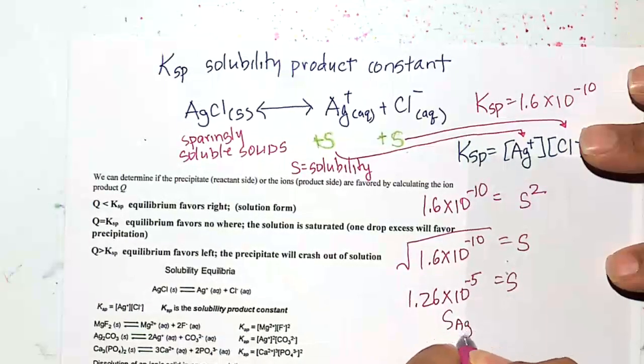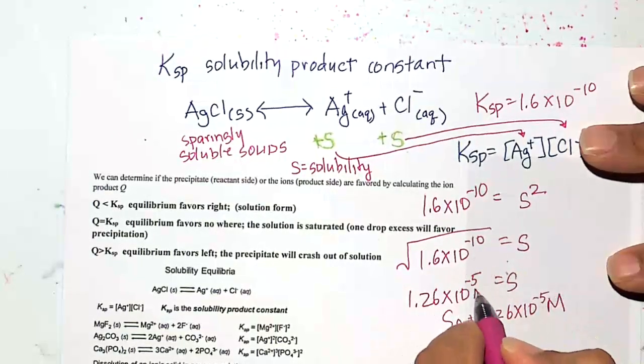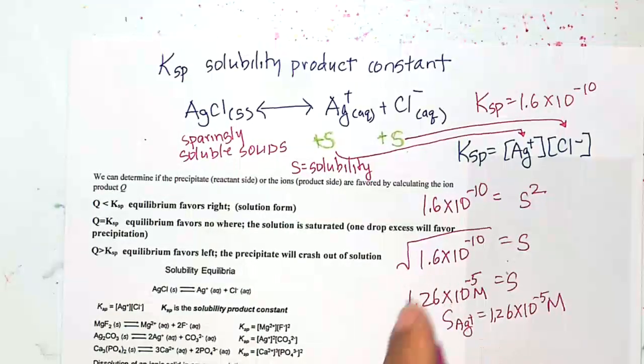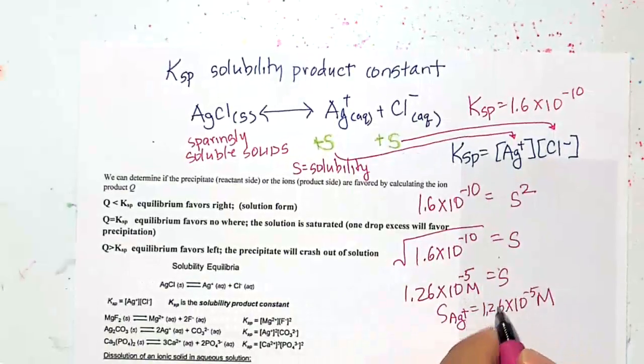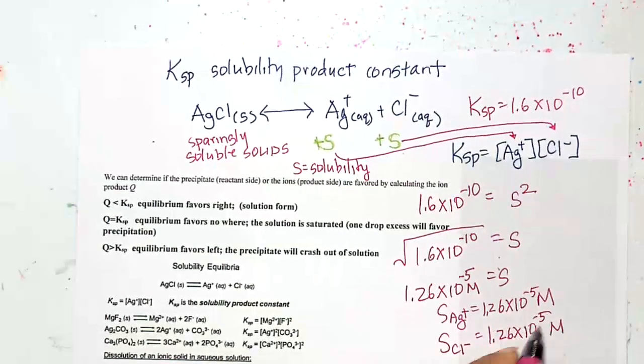The solubility of Ag plus is going to be 1.26 times 10 to the minus 5 molar. Make sure we are very aware of our units here, and the units are going to be molarity, which is moles over liter. And the solubility of Cl minus will be the same, 1.26 times 10 to the minus 5 molarity. Like I said on the exam, my remark is that students are not putting in their units. So let's not do that. Let's put in our units. That's how we do these types of problems.